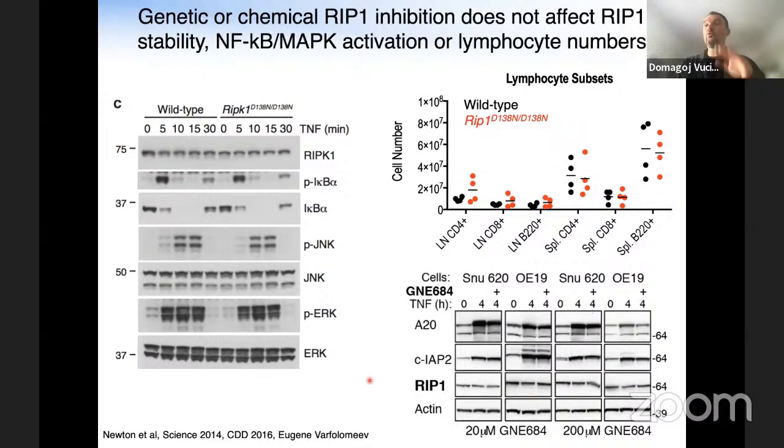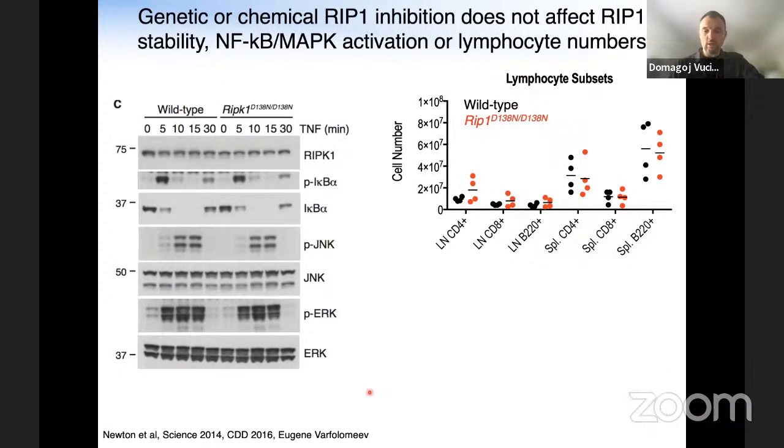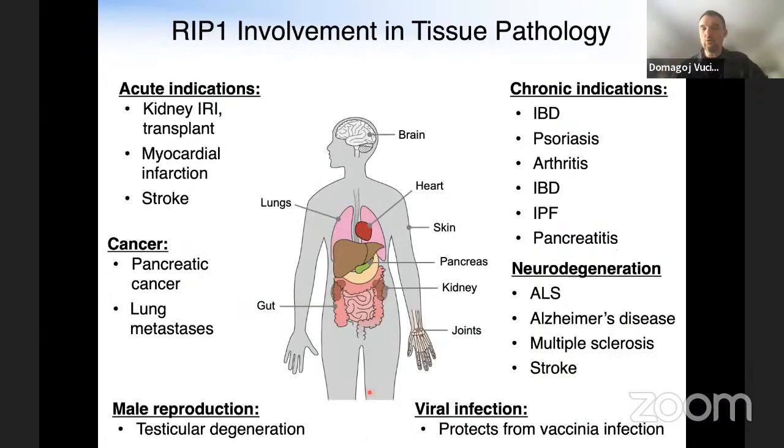Even if we go to 200 micromolar, no effect, and no effect on TNF-mediated activation of A20 or cIAP2, which are early NF-kappa B responsive genes. So it just tells you it's safe to target RIP1. There is no immune problems. There is no proliferative issues, none of them. Okay? However, still, where to go with RIP1?